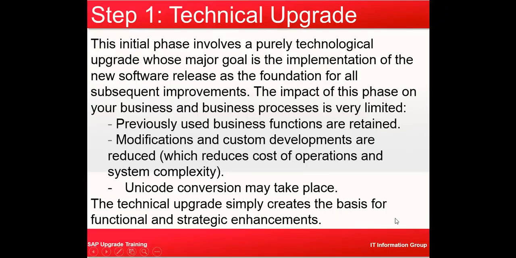Okay, so step 1, as we saw, is a technical upgrade. Basically this is an initial phase which involves a pure technological upgrade whose major goal is the implementation of the new software release as the foundation for all subsequent improvement. The impact of this phase on your business and other processes is very limited. Previously used business functions are retained, modifications and custom developments are reduced, which reduces the cost of operations and system complexity. Unicode conversion may take place. The technical upgrade simply creates the basis for functional and strategic enhancements.